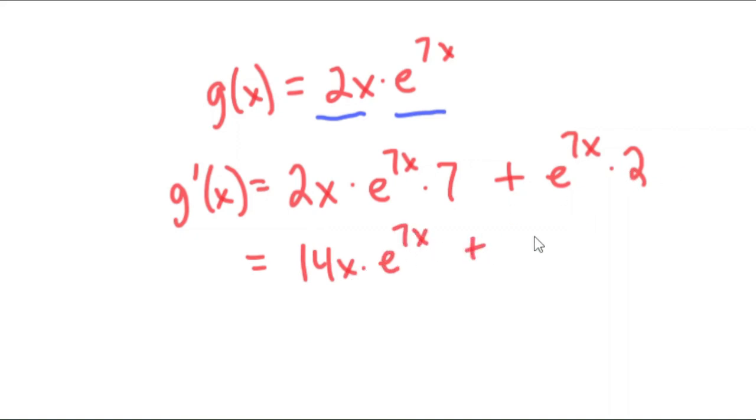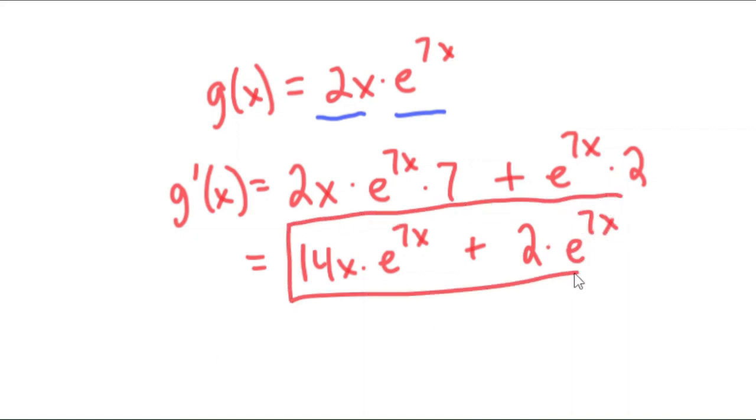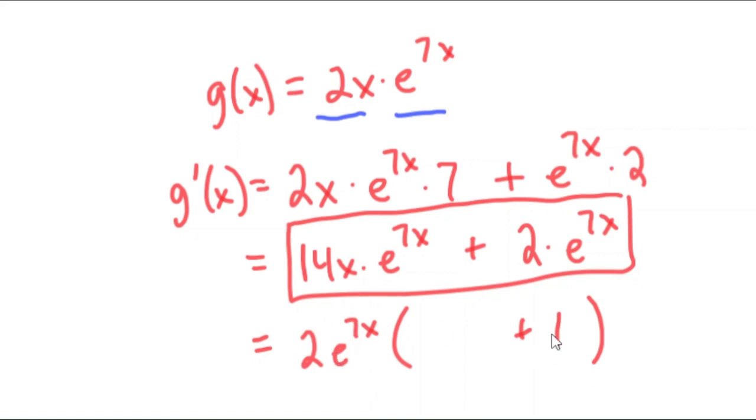And here we could also write the 2 out front, write it as 2e to the 7x. In fact, I'm going to use this as our answer here. You could even go one step further and factor out an e to the 7x. In fact, you could factor out a 2 as well, a 2e to the 7x. And you could write this as, well, this is going to be plus 1. 2e to the 7x times 1, that'll be this. And 2e to the 7x times 7x would give you this. Okay, so if you wanted to really simplify it, this would be your answer.